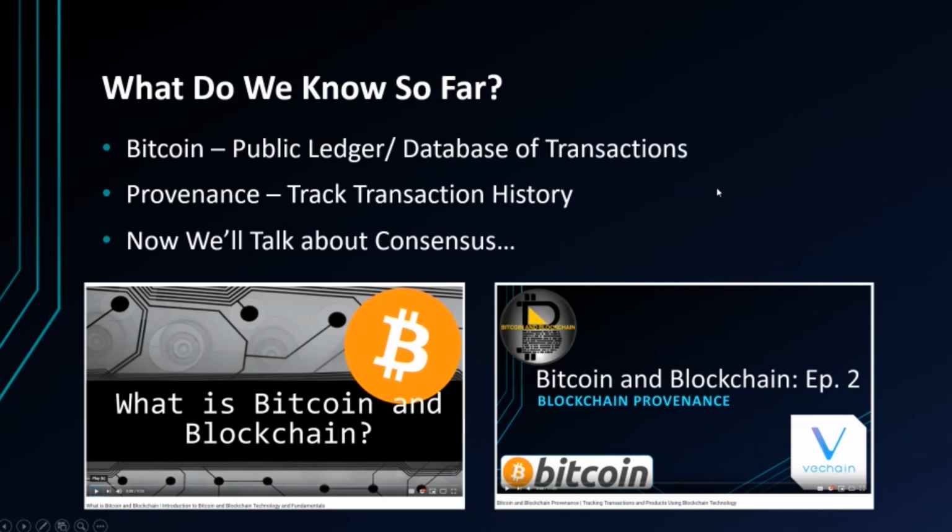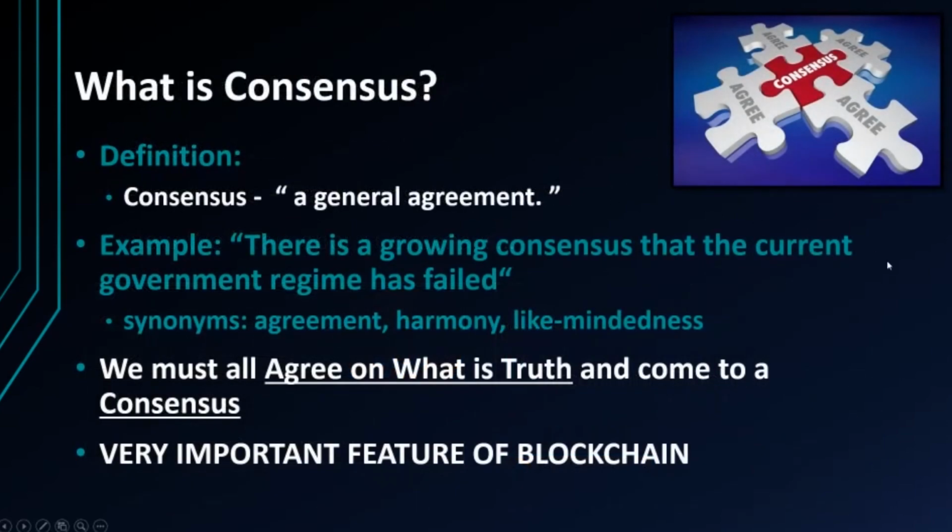So now we're going to talk about consensus. So what is consensus? The definition of consensus means general agreement. In this example statement here, it says, there is a growing consensus that the current government regime has failed. Synonyms for consensus mean agreement, harmony, or like-mindedness. So we must all agree on what is truth and come to a consensus. Consensus is a very, very important feature of blockchain.